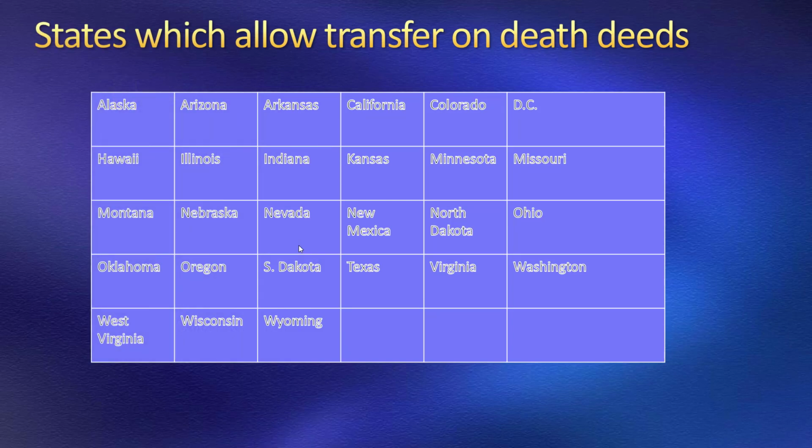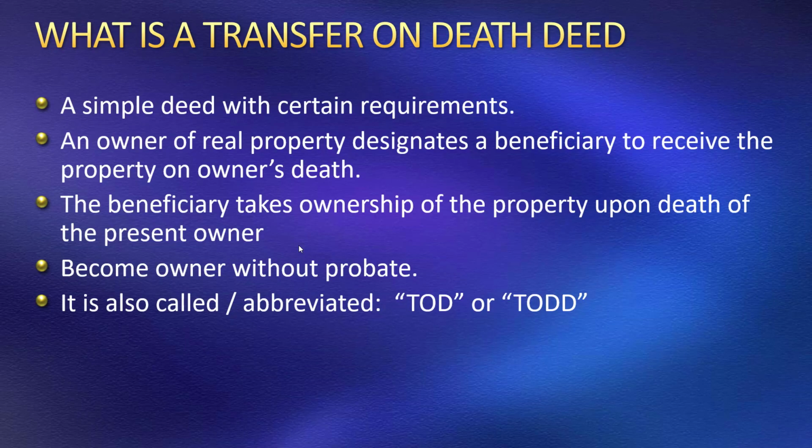Many states allow transfer on death deeds. If your property is located in any of the following states, you may execute a transfer on death deed. What is a transfer on death deed? It's a simple deed with certain requirements. An owner of real property designates a beneficiary to receive the property on his death. The beneficiary takes the ownership of the property upon the death of the present owner. He becomes the owner without probate. It is also abbreviated TOD or TODD.